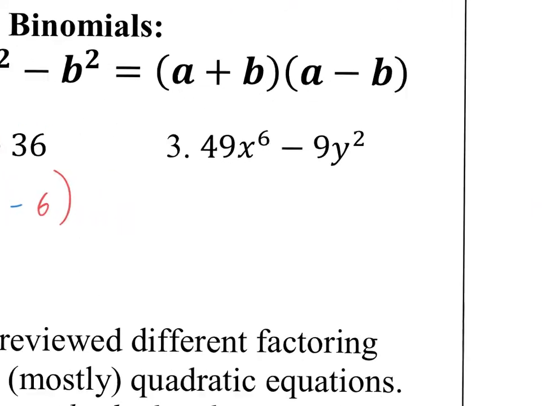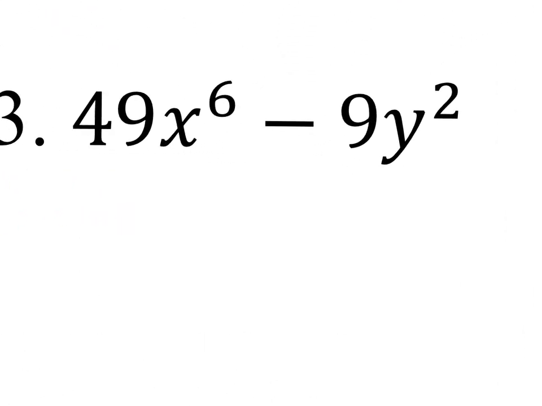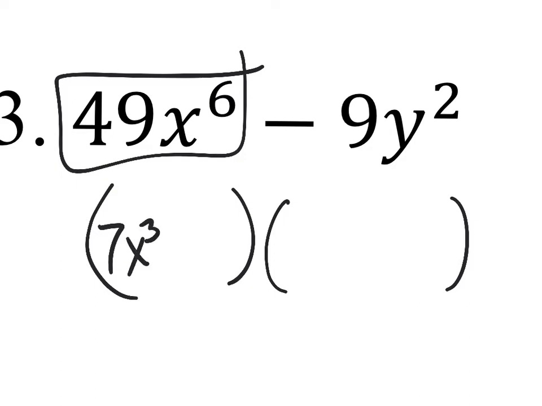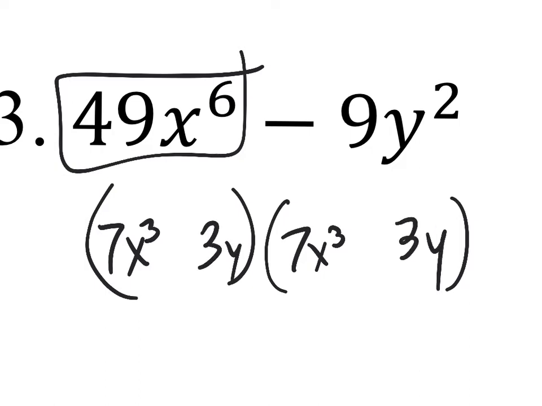Okay. Right here, the square root of 49x to the 6th, that's 7. The square root of x to the 6th itself. A square root is really the power of 1/2. So when you have x to the 6th to the 1/2, that's 6 divided by 2, which would give you 3. Okay, so 7x to the 3rd is the first part of each binomial. The square root of 9y squared is 3y. 3y, 3y. And of course, you put 1 plus and 1 minus, or 1 minus, 1 plus. I hope we remember that. We are moving on.